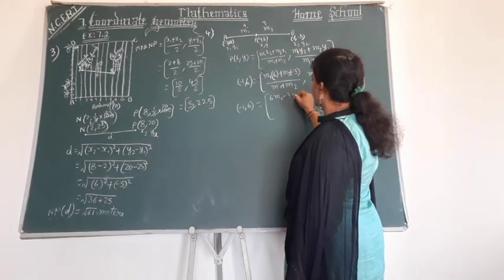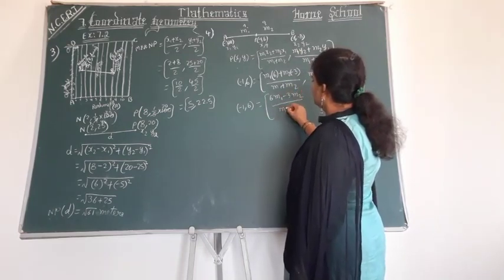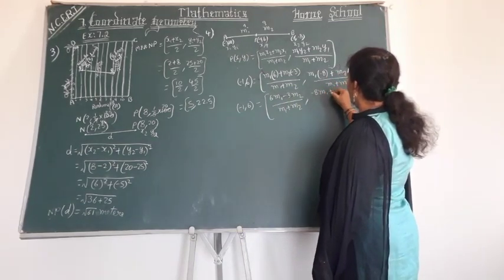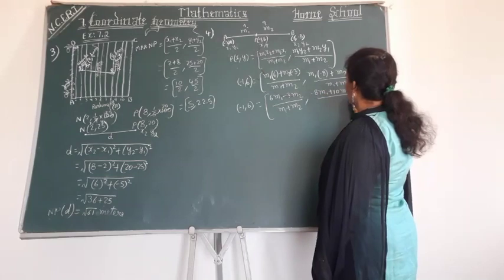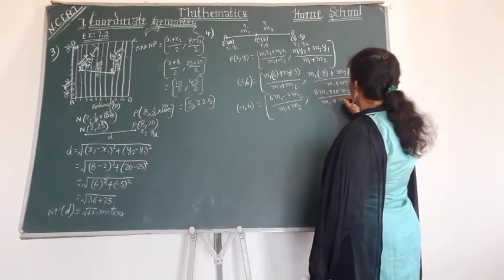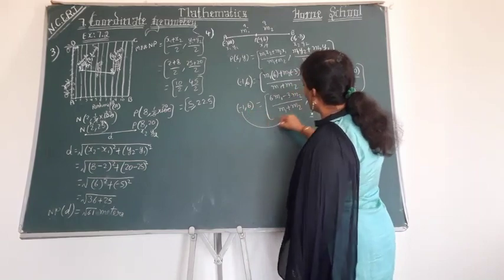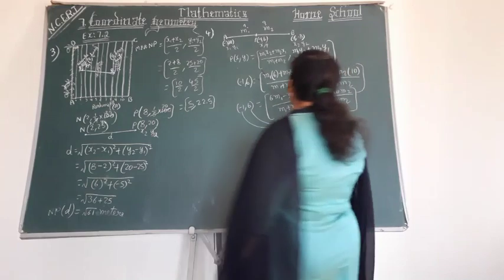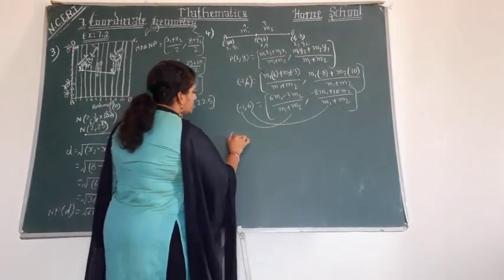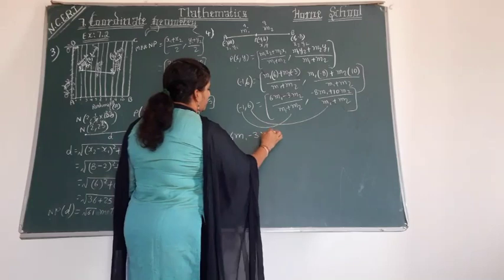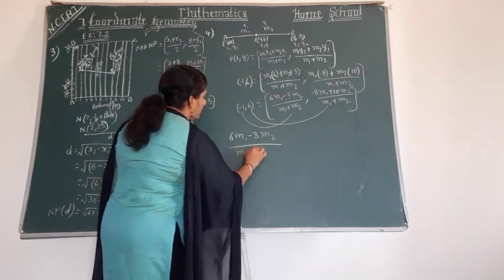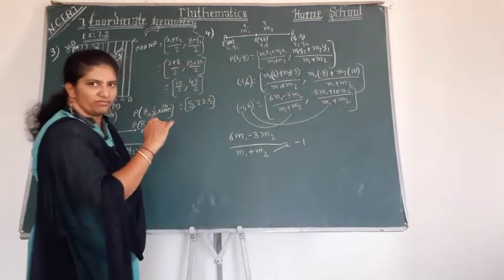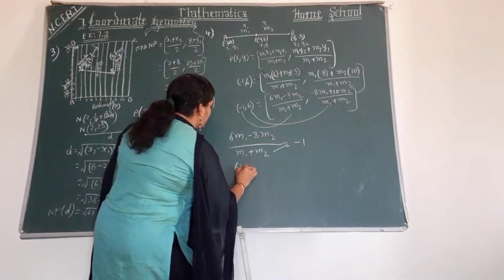6m1 minus 3m2 by m1 plus m2, minus 8m1 plus 10m2 by m1 plus m2. So now on comparing either these two or these two, any one set you compare children. So it may be any set. So 6m1 minus 3m2 by m1 plus m2 is equal to minus 1. Cross multiply, if the denominator goes to the other side, it will be multiplied.